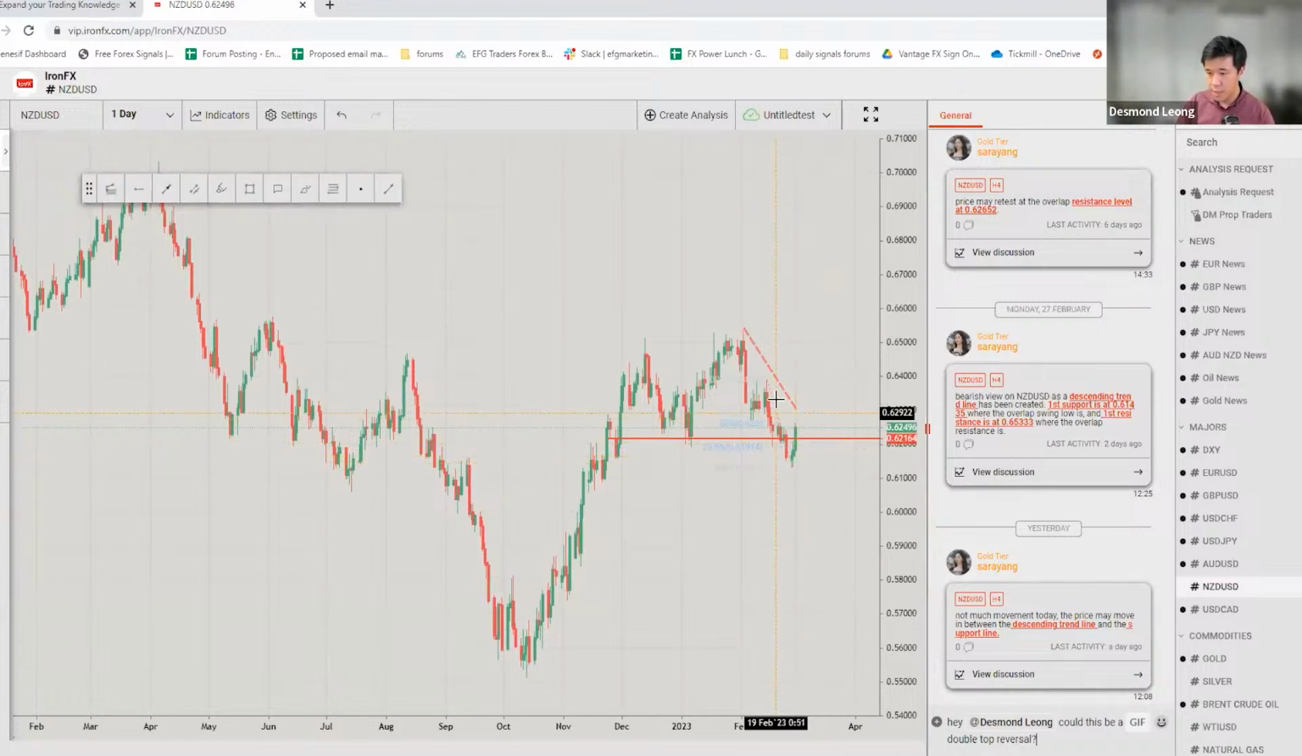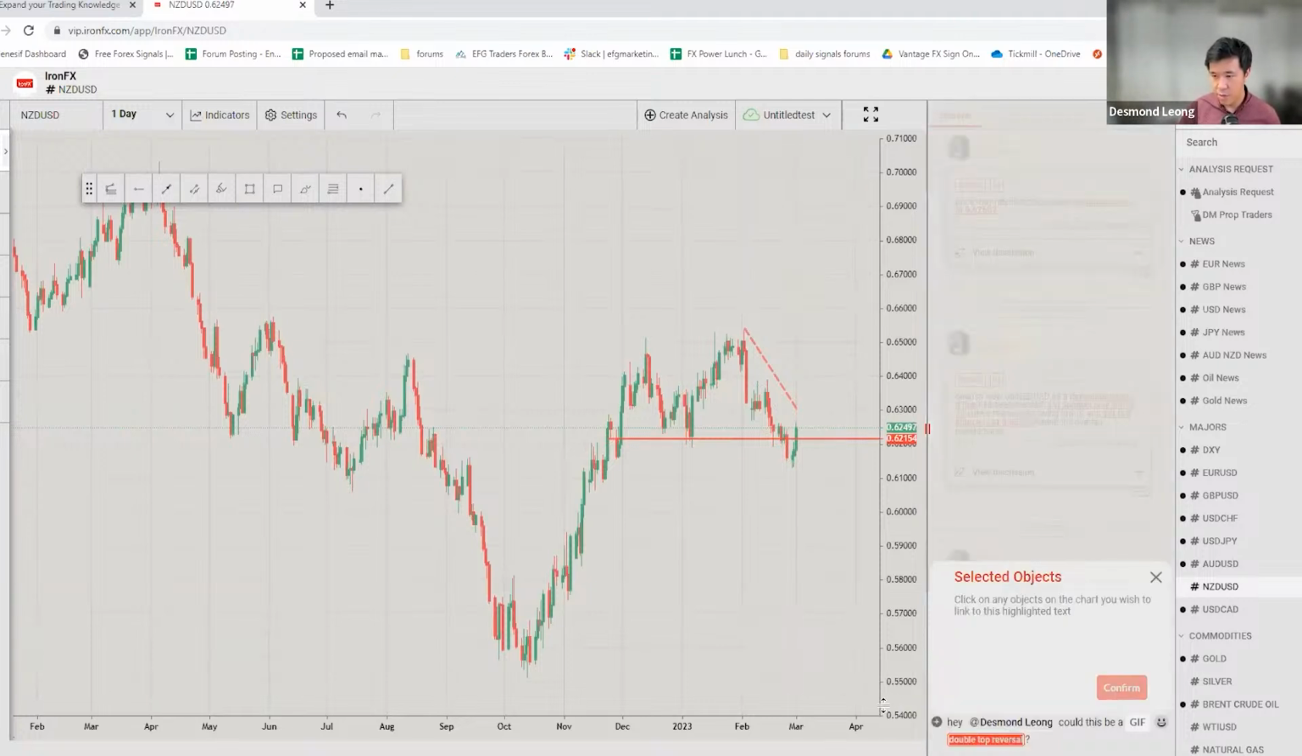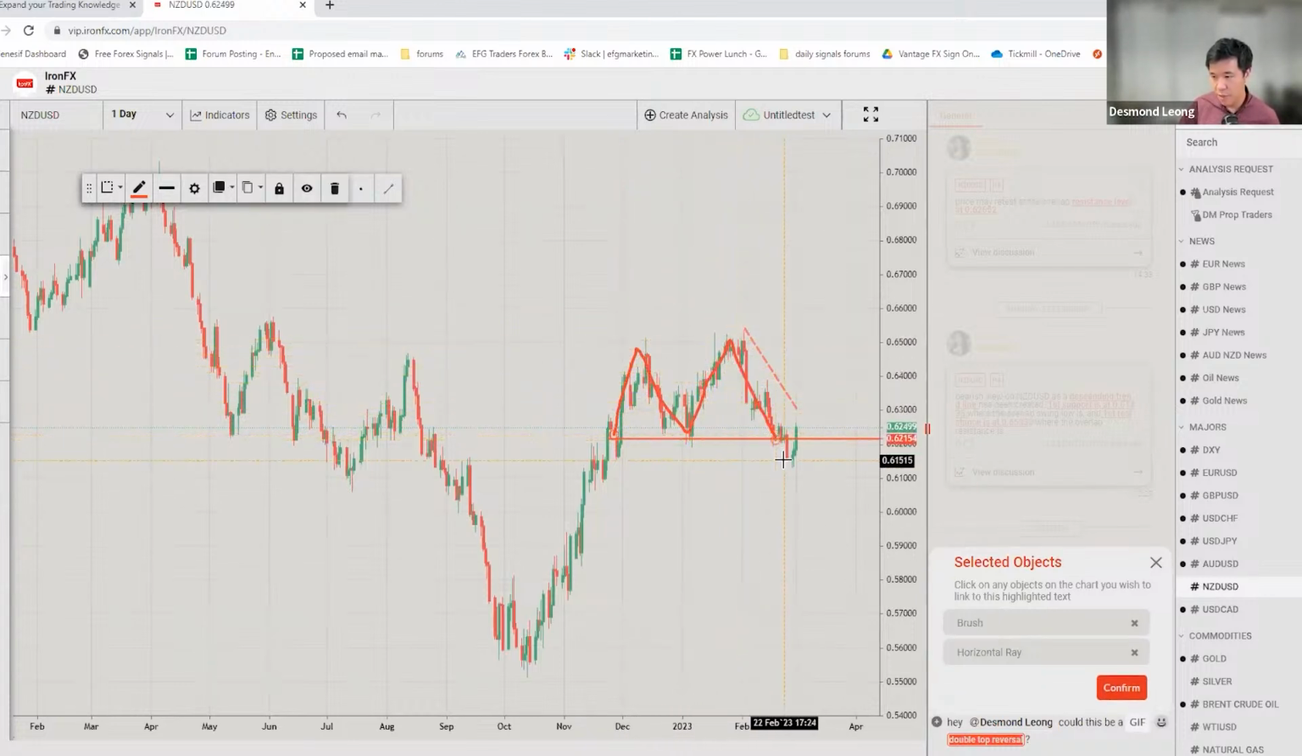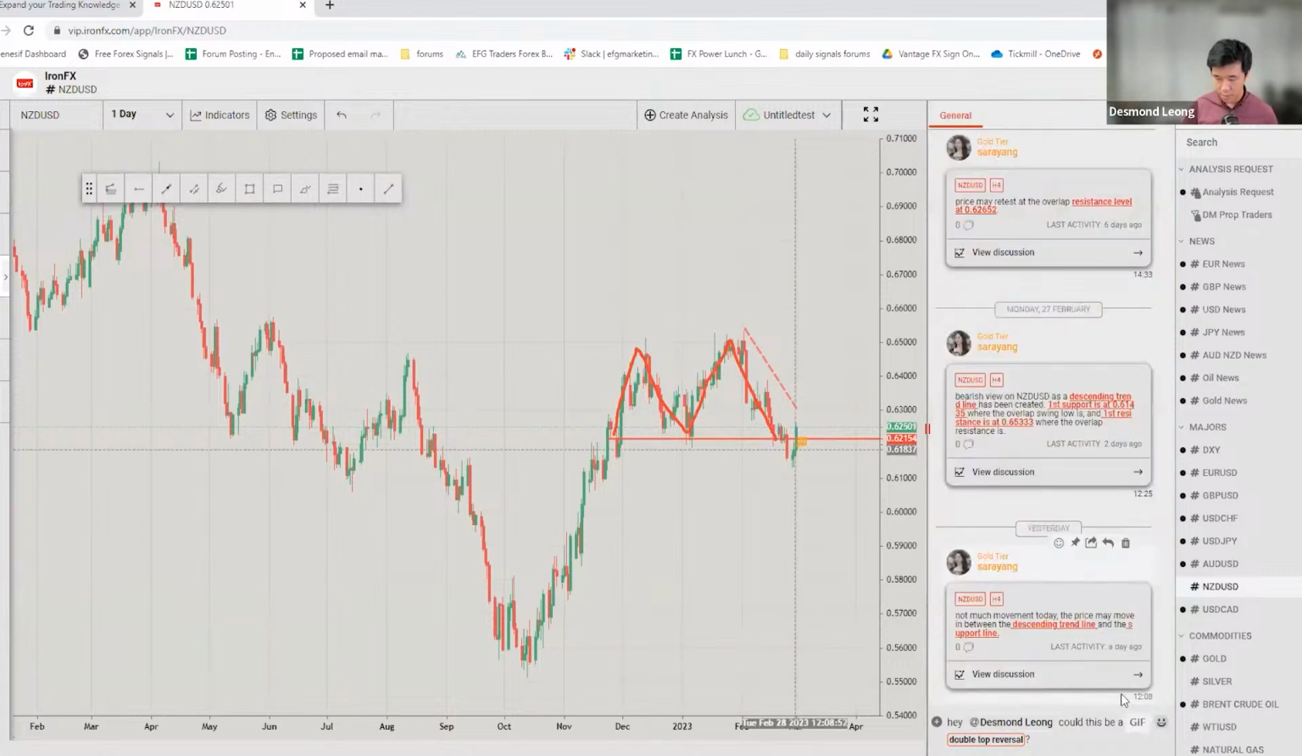Just let me delete the random stuff that I drew previously. So could this be a double top reversal? Where am I referring to? I highlight this word, I click on this button called link object to text, and I just click on any line that I just drew. Or if I want to, I can also draw additional lines inside. Confirm it, and I send the message through.